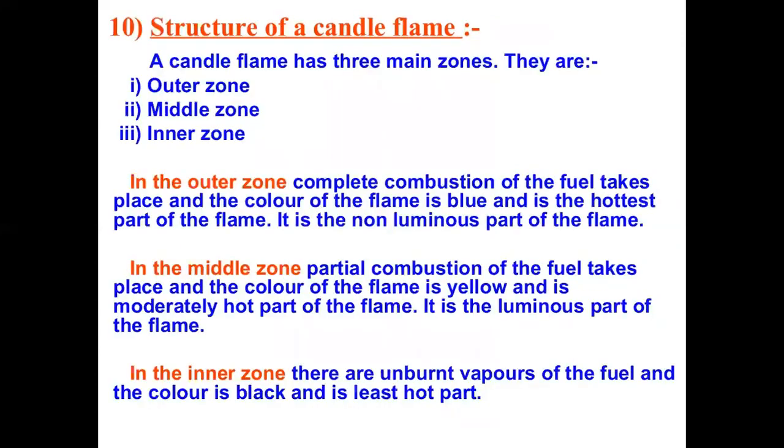Now, let's summarize a few things. Outermost zone, as we had already discussed: complete combustion of a fuel takes place, the color of the flame is blue, and it is the hottest and non-luminous part of the flame. Middle zone: partial combustion of a fuel takes place, color is yellow, moderately hot and the luminous part of the flame. And in the inner zone, unburnt vapors of fuel are there, the color is black and it is least hot.